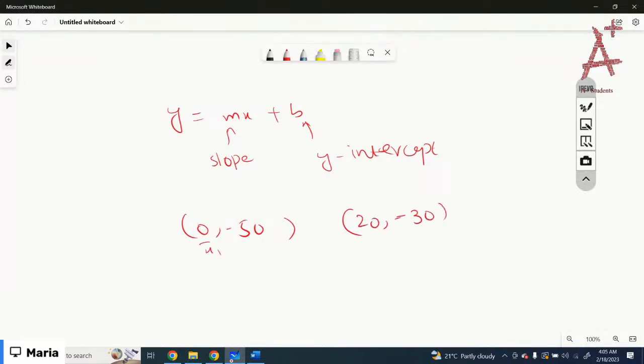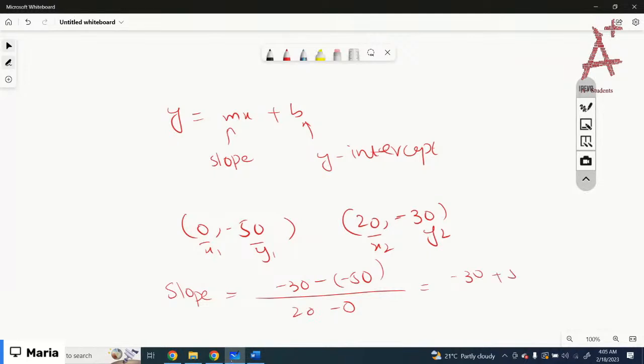This is x1, y1, x2, y2. So the slope is y2 minus y1, negative 30 minus negative 50, divided by 20 minus 0. Subtracting a negative number is the same as adding: negative 30 plus 50 over 20. So 50 minus 30 is 20, 20 over 20. So the slope of the graph is 1. You already have the y-intercept, that is negative 50.